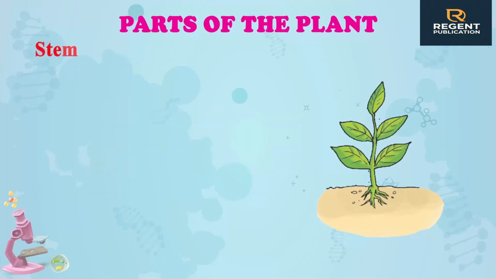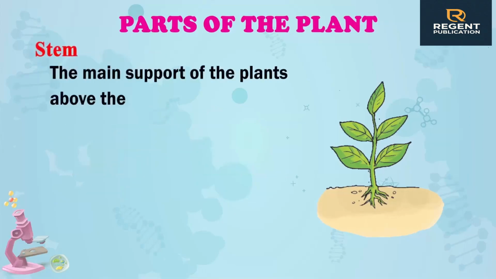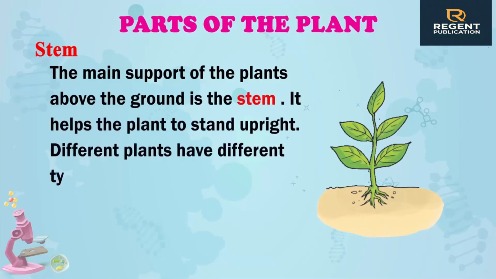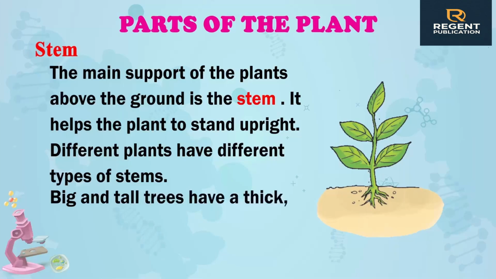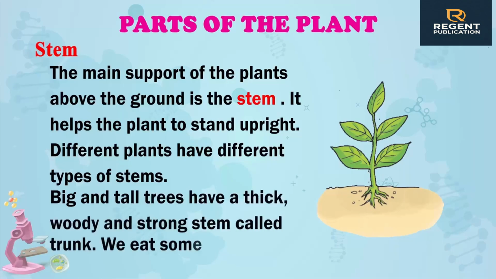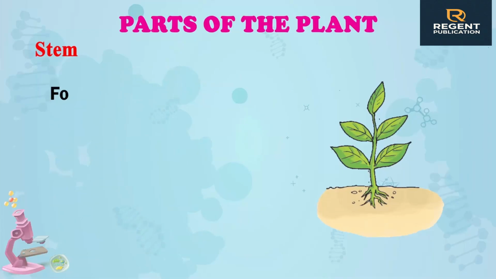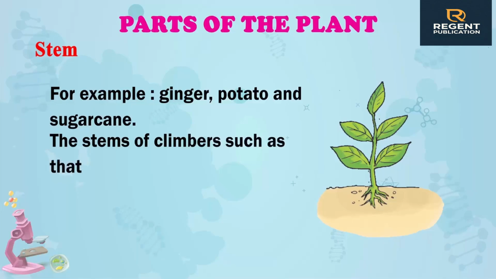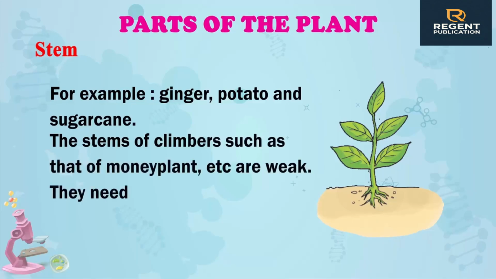Stem. The main support of the plants above the ground is the stem. It helps the plant to stand upright. Different plants have different types of stems. Big and tall trees have a thick, woody and strong stem called trunk. We eat some of the stems, for example, ginger, potato and sugar cane. The stems of the climbers, such as that of money plant, etc., are weak. They need a support to grow.